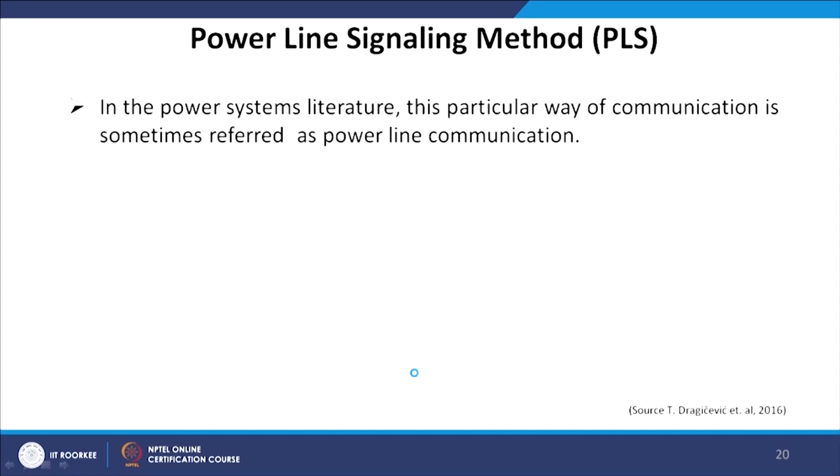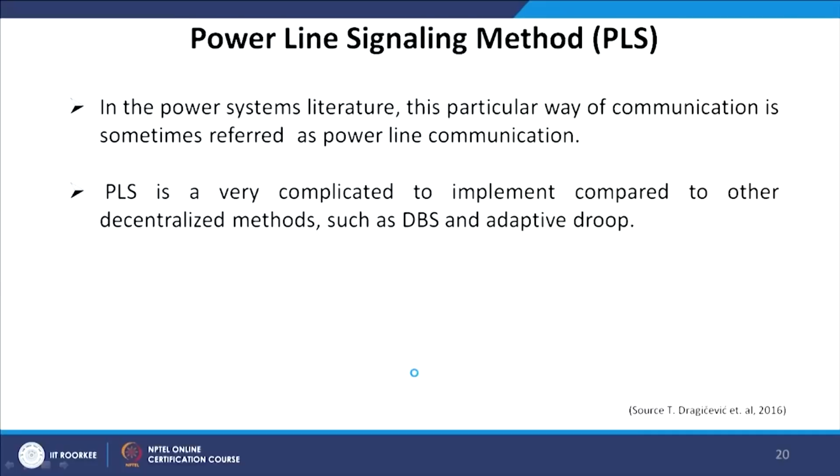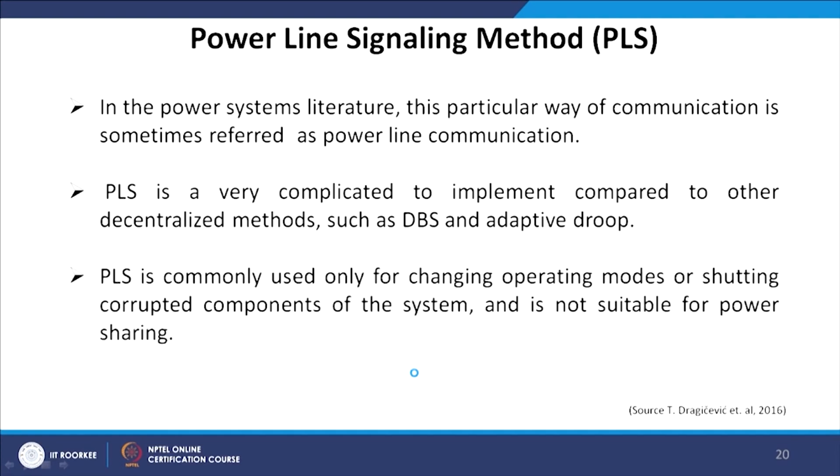In the power system literature, this particular way of communication is referred to as power line communication. As I was mentioning earlier, the conventional AC system uses the term power line communication, and here we use it as the power line signaling method. So, both approaches are more or less similar. PLS is very complicated to implement compared to other decentralized methods such as DBS and adaptive droop. PLS is commonly used only for changing operation or setting corrupted components of the system, and it is not suitable for power sharing.